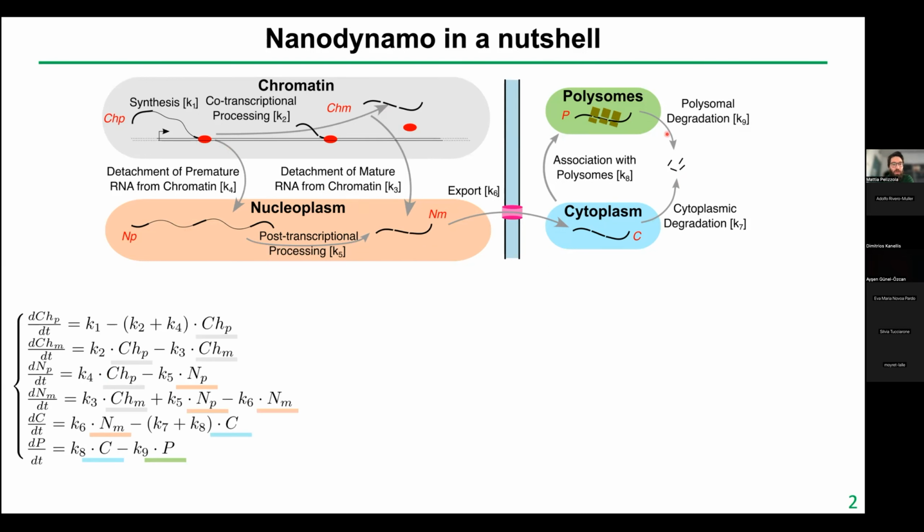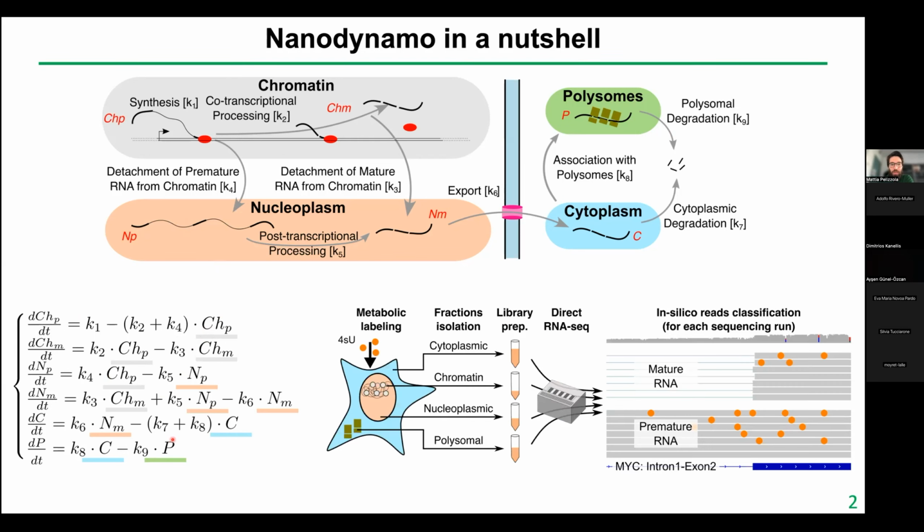Okay, here you see the equations, which are the mathematical formulation of this model. But more important than the equations here are the RNA species involved in the model, and therefore needed to fit the model. So we have chromatin and nucleoplasmic premature and mature RNA, cytoplasmic RNA, and polysomal RNA. And we need both pre-existing and nascent RNA for all these RNA species. So how can we collect this amount of information?